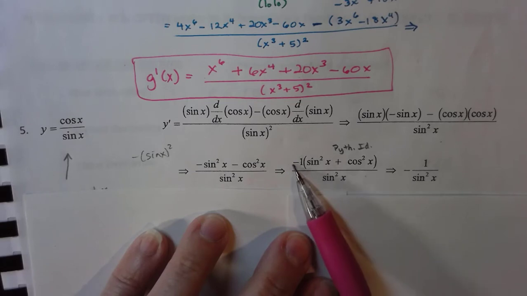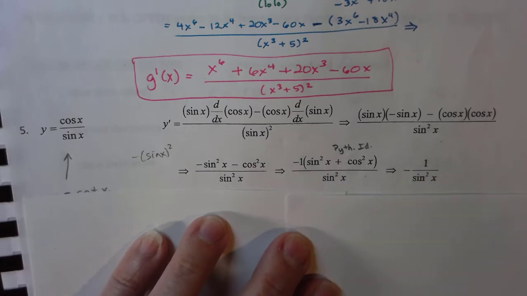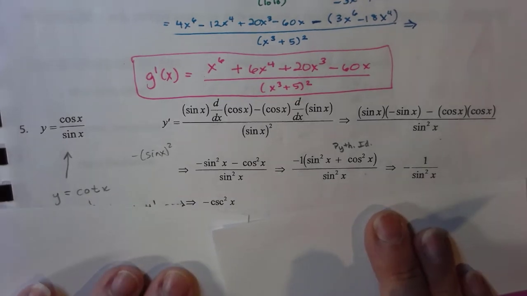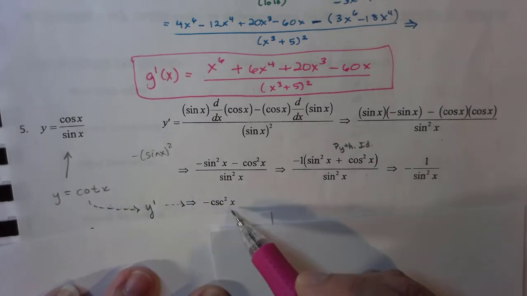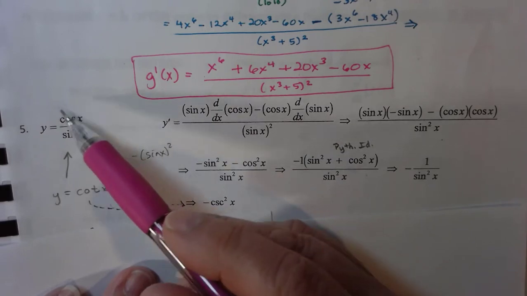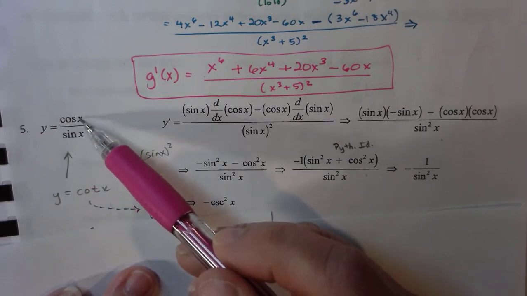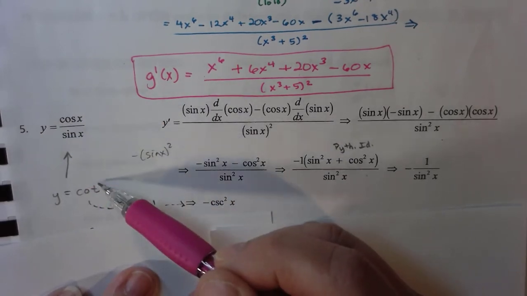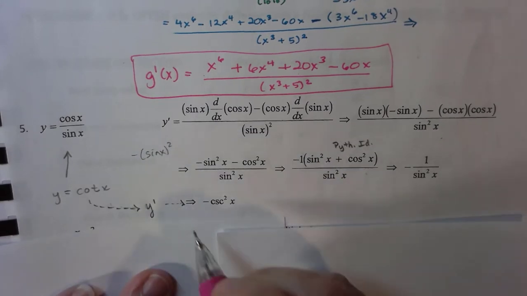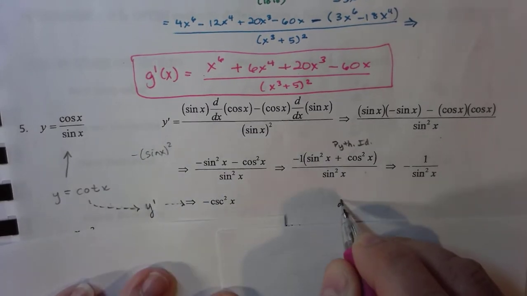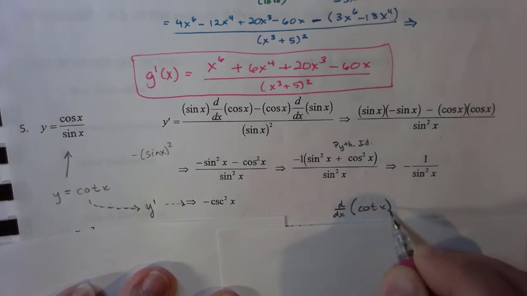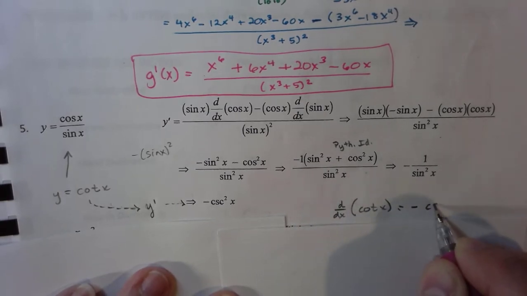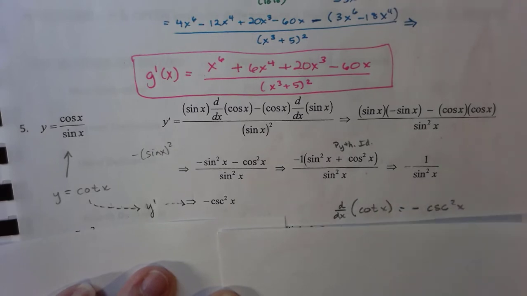So I now have a negative 1 over sine squared x, and guess what that is? Negative cosecant squared of x. That is our derivative. Y prime is negative cosecant squared of x. If we go back to the problem, notice that cosine of x over sine of x is actually cotangent of x. So what we just did was found that the derivative with respect to x of cotangent of x is actually negative cosecant squared of x. That is pretty cool.